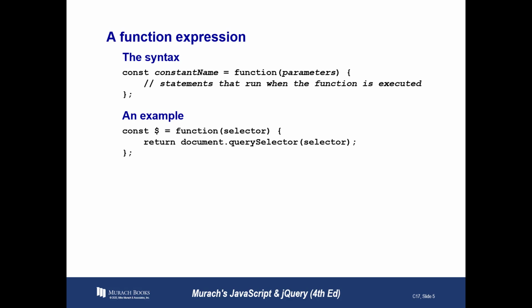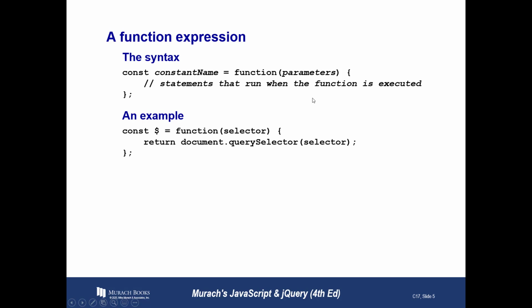All right. You can also have function expressions, and one of the neat things about JavaScript is that it allows you to take functions and use them like variables. All right, what does that mean? That means you can say something like this: constant name equal function with parameters, statements that run when the function is executed.